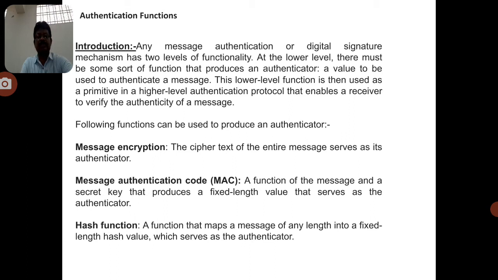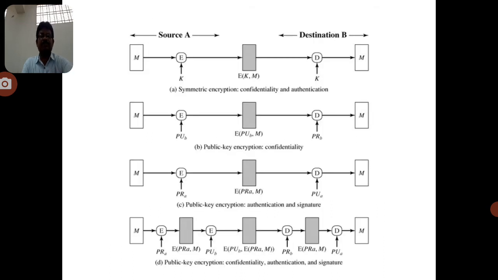Now we are going to discuss in detail each and every authentication function. The first authentication function is message encryption. Now you can observe here the source and destination parties. The source takes the message M. The message is encrypted with a single key, that is K. So the ciphertext message is distributed to the destination.